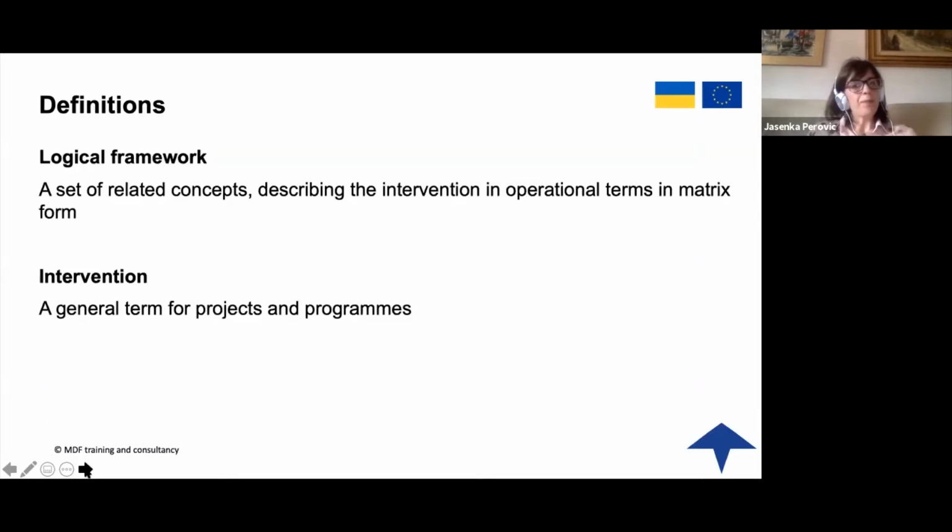How do we start? Okay, so definitions. A logical framework is a set of related concepts describing the intervention in operational terms in a given form. Intervention is a general term for project and program. Again, I want to clarify some of the terms I've been using so as not to confuse you. Sometimes I say intervention, sometimes project, but these are synonyms, and I think this list of definitions also helps you.